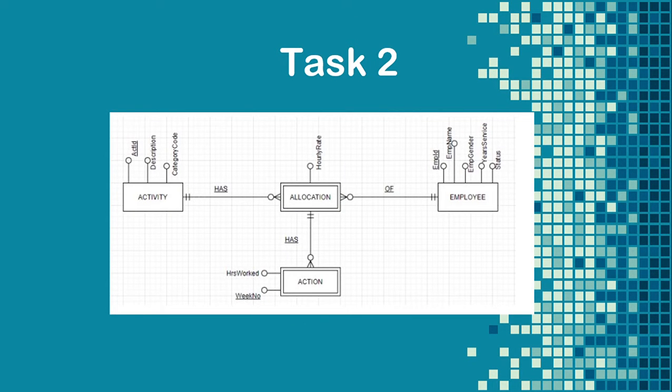An ER diagram is a type of flowchart that illustrates how entities such as people and objects relate to each other within a system. In the following diagram, we have two strong entities. The activity table, employee table, allocation table and action table are weak entities in this diagram. There is a one-to-many relationship between the activity table and allocation table. There is another one-to-many relationship between the allocation table and employee table. There is another one-to-many relationship between the allocation table and action table.